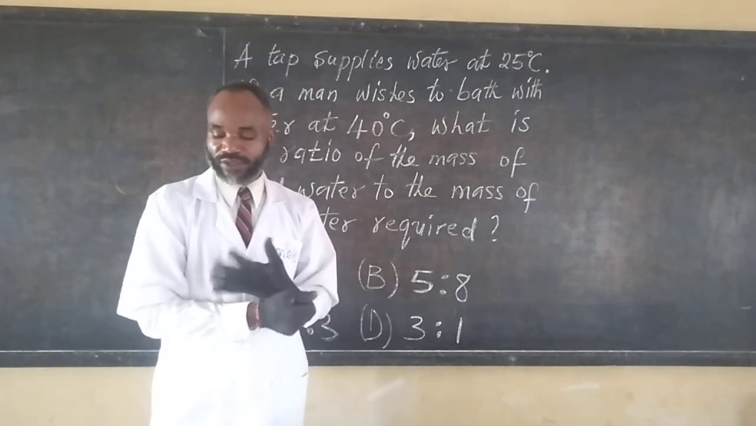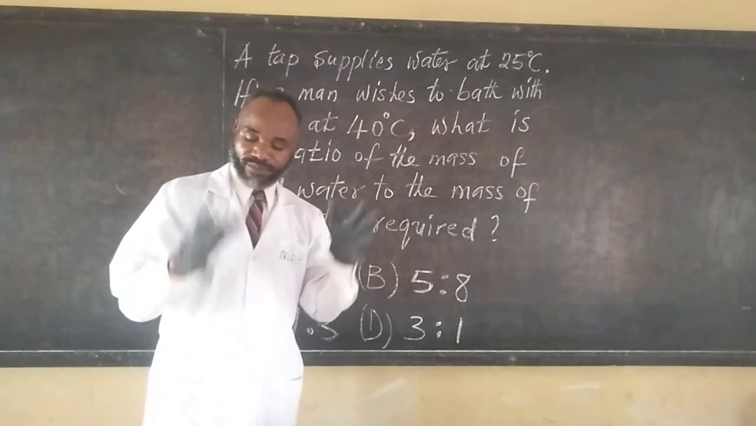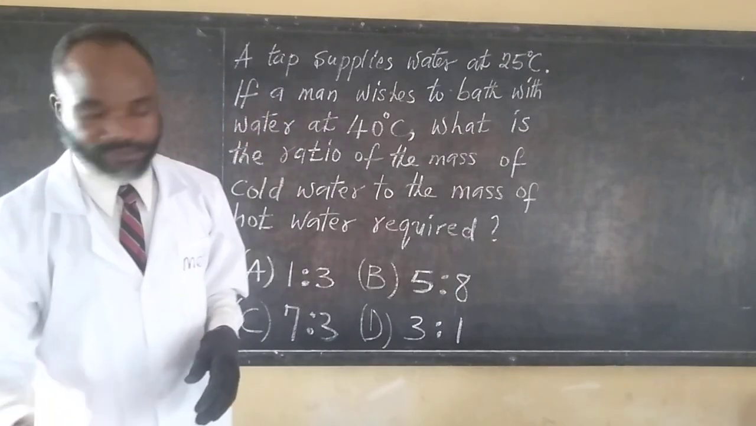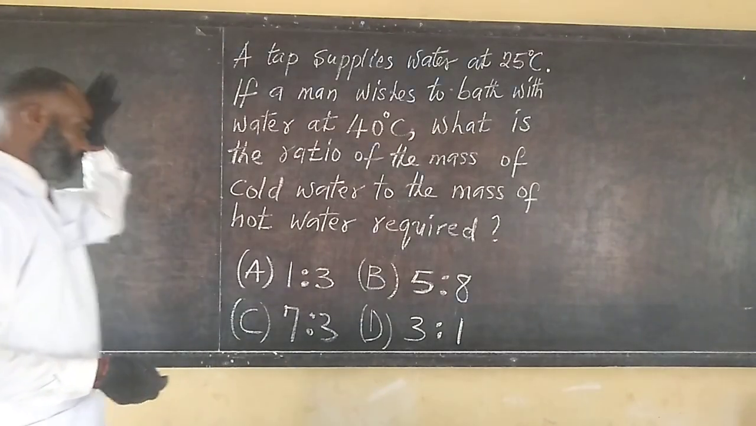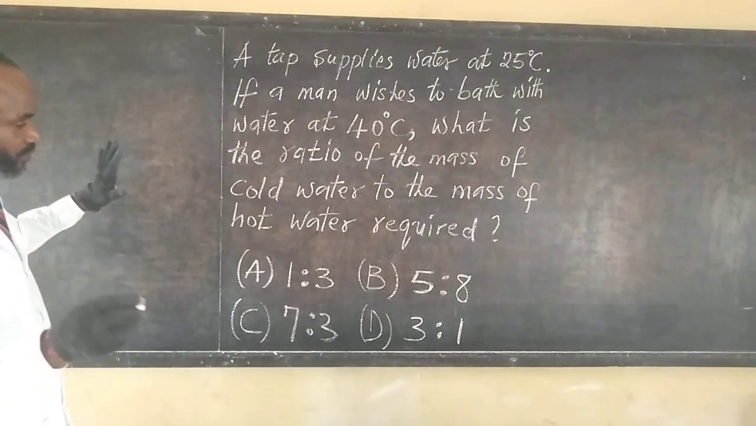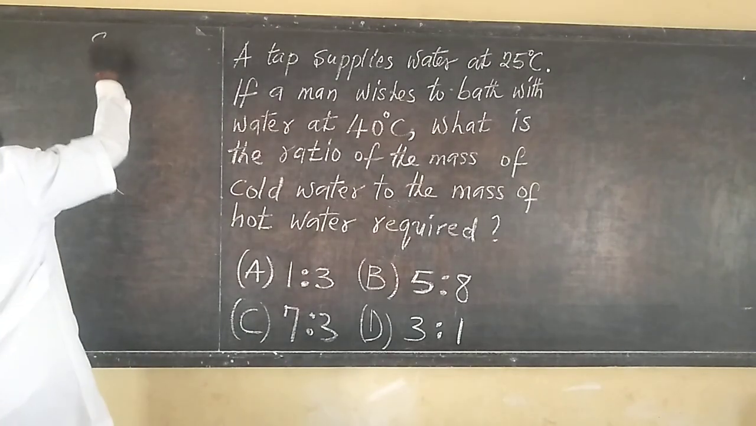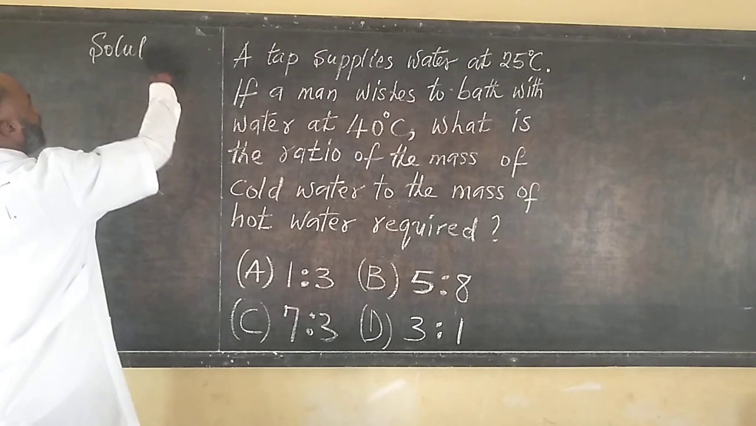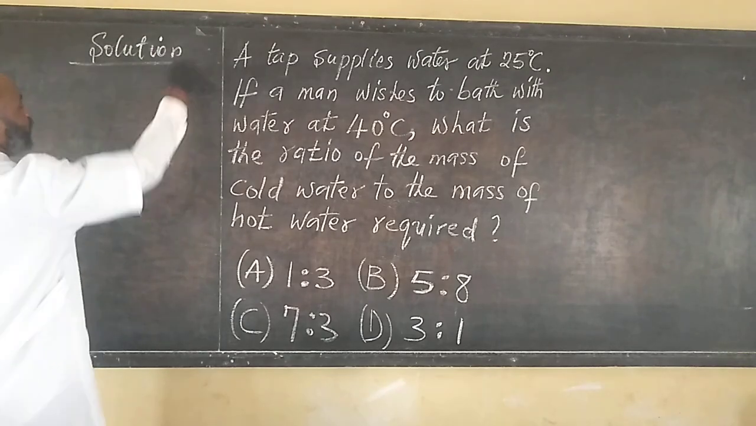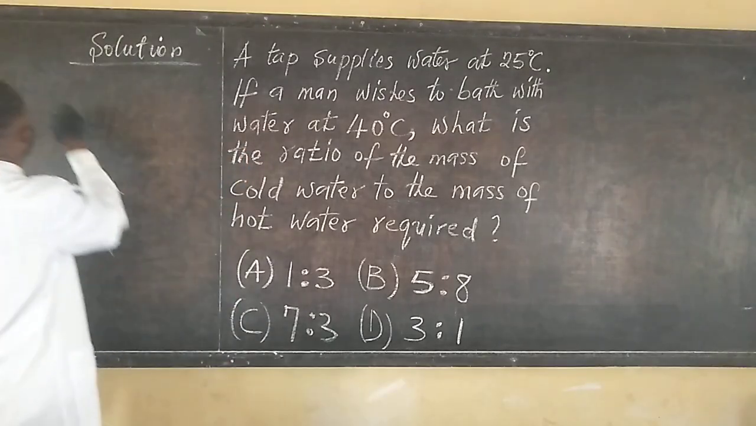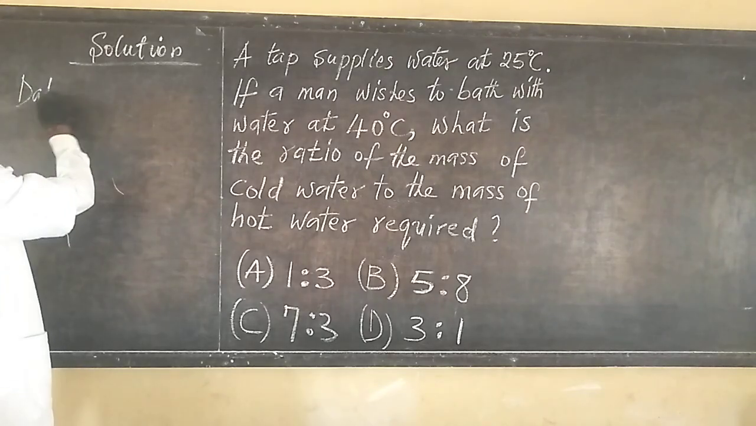Okay, we are going to do some ratio work here, but it's very simple. What we are going to do is, first of all, as usual, write down our solution. Let's see what we have and what we don't have. Our data is very simple.